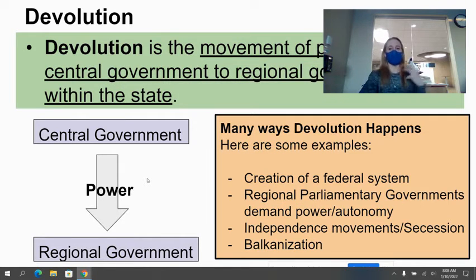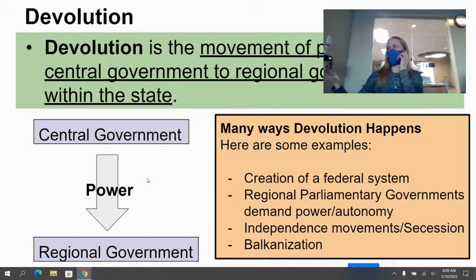Here are some examples in this orange box. Let's say you have a country that is a unitary state. Most of the power is held in the central government. The central government makes the laws, and then the constitution of that country gets rewritten, or changes happen in that country's constitution, to create a federal system. That's devolution, because there was power that was really being held at the central government level, and now power is being shifted to, or is starting to be shared with, those regional governments. That's a very peaceful form of devolution.